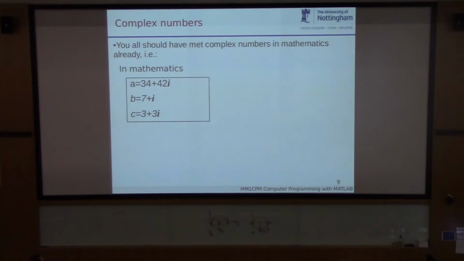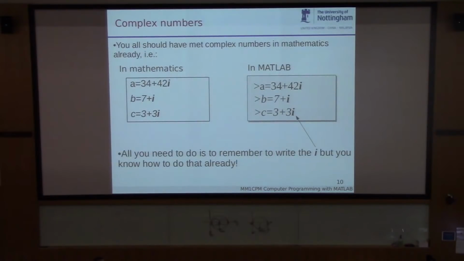So in MATLAB, if you want to define a complex number, it's super easy. All you do is just write it the same. No difference, exactly the same. So if you want to define number A, just go 34 plus 42i. So all you've got to remember to do complex numbers in MATLAB is just put an i. But you know that already. So you can now do complex numbers in MATLAB.